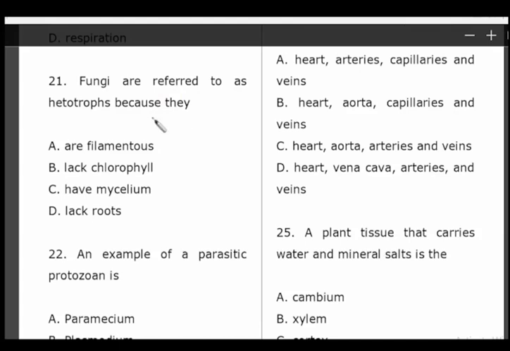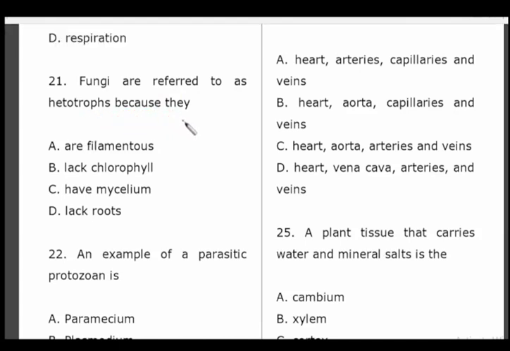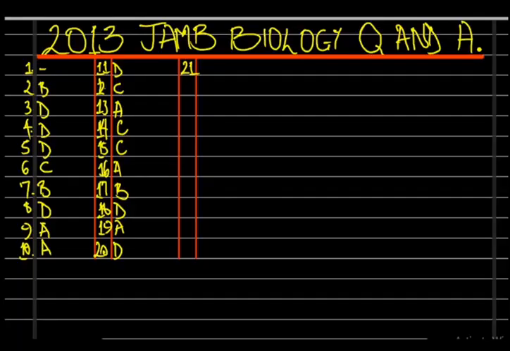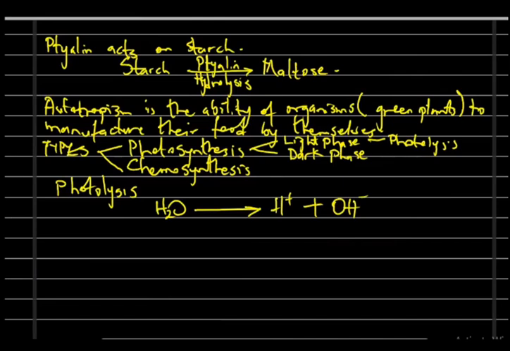Fungi are referred to as heterotrophs because, let's be mindful of that, this is supposed to be heterotrophs. Fungi are referred to as heterotrophs because A. they are filamentous, B. lack chlorophyll, C. have mycelium, and D. lack roots. Now when we look at that particular question, fungi are heterotrophs because they lack chlorophyll. This is a similar question that was answered in JAMB 2012. Fungi, okay, is plant like, quite alright?